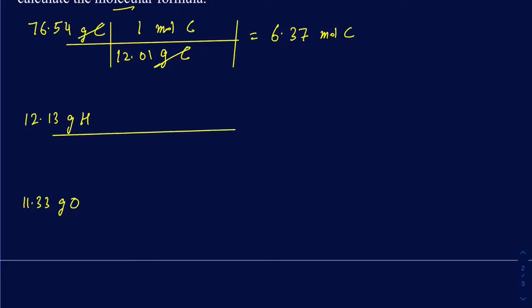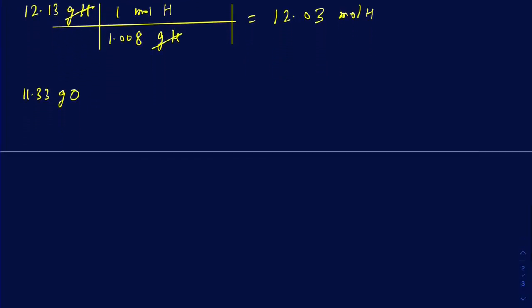Now let's find the moles of hydrogen. I will say 1 mole of hydrogen on the top, and what's the atomic mass of hydrogen? It's 1.008 grams of hydrogen, so grams cancels out here. It's going to be 12.13 divided by 1.008, which is roughly close to 12, but it's important when you're doing these empirical and molecular formulas to use at least 2 decimal places of the molar masses and write the exact numbers you get. So it's going to be 12.03 moles of hydrogen.